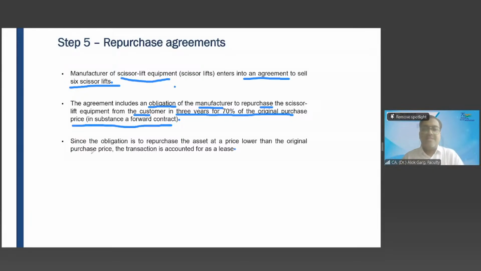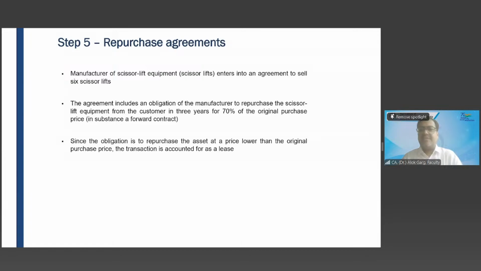Since the obligation is to repurchase the asset at a price lower than the original purchase price, the transaction is accounted for as a lease. I hope this example is also clear. This example is also clear, right? Yes, sir. Yes, very much. Now let's discuss one illustration from the ICAI study material also. So let me take you to the ICAI study material.